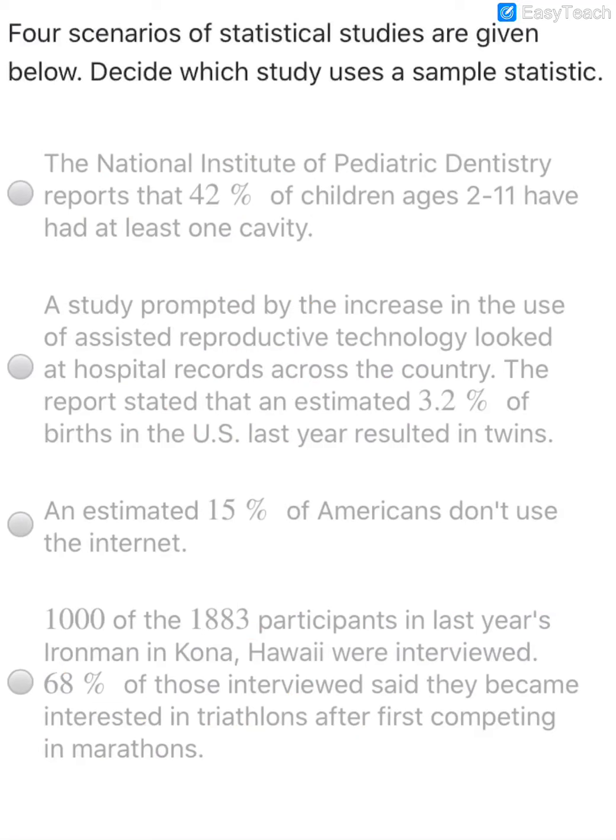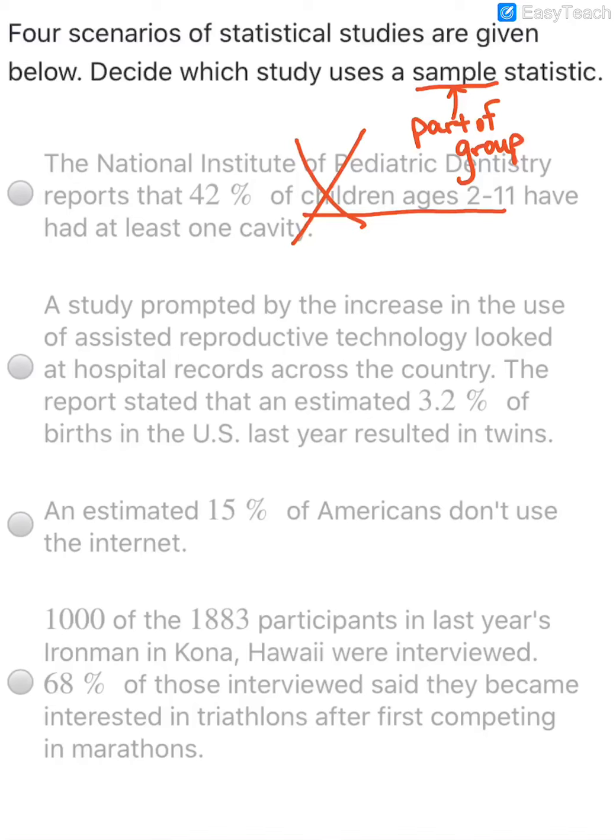Okay, same thing, 4 more scenarios, but this time we're looking for a sample statistic. So we have to focus on part of a group, not the whole group, and then the statistic would be whatever numerical aspect of that group we're looking at. So the first scenario tells us the National Institute of Pediatric Dentistry reports that 42% of children ages 2 through 11. Now, if we're talking about children ages 2 through 11, we're talking about a whole group, not a part of the group, because they didn't say, 500 of those children. So this would not be related to a sample.